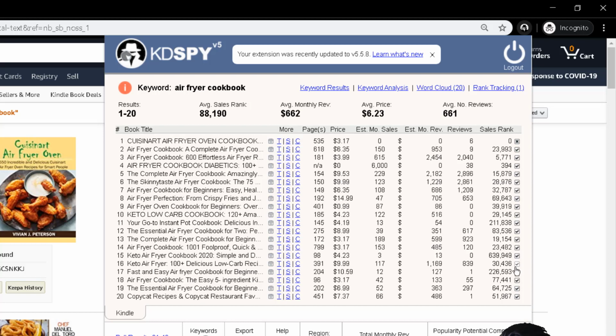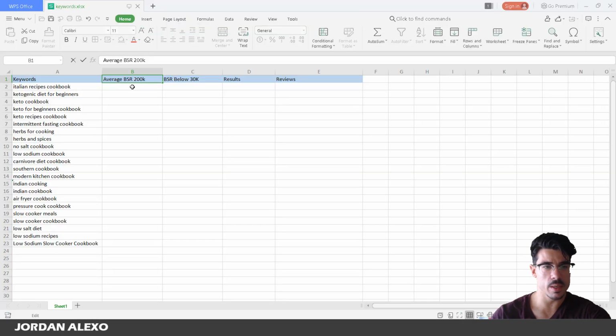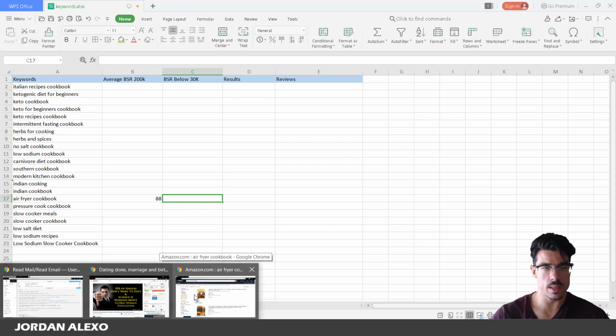So what you want to do when that happens is simply exclude that book from the list. Just like this, you just click on this checkbox. In this case, it's all about air fryer, so I can see that the average BSR is 88,000. It's a pretty good BSR. You don't need to put 80,000 something, I just put 88. It gives me just an idea of this.